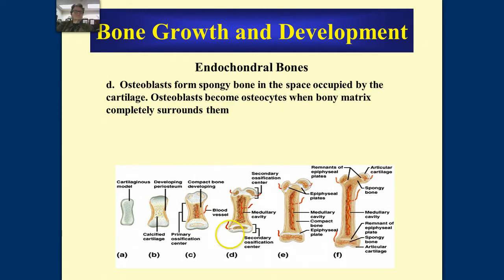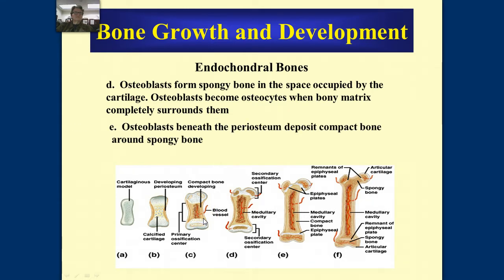The osteoblast forms the spongy bone at the ends of the bones and in the medullary cavity, the space that's occupied by the cartilage. The osteoblasts, as soon as they are surrounded by that non-living matrix again, are converted from osteoblasts into osteocytes and lie in a lacuna. The osteoblasts that are found underneath the periosteum will deposit compact bone on top of the spongy bone.